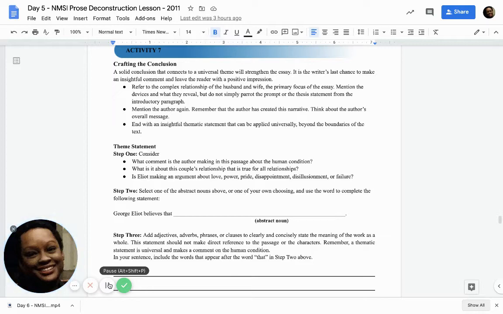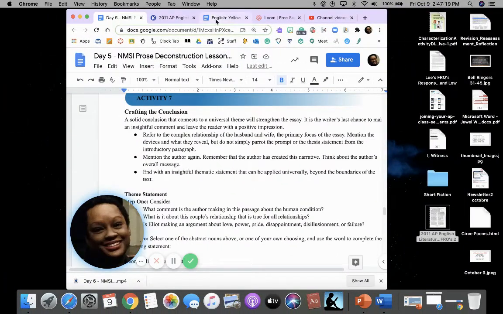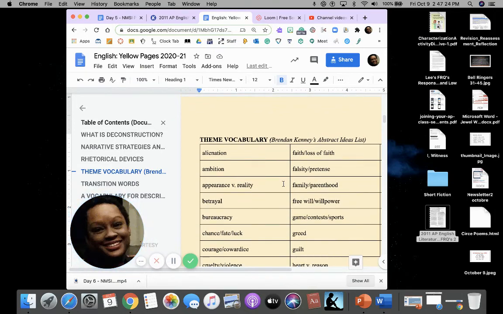Now, is Eliot making an argument about love, power, pride, disappointment, disillusionment, or failure? I want you to think about those things when we move on to step 2. And hint, for step 2, look at consider. Now, select one of the abstract nouns above or one of your own choosing and use the word to complete the following statement: George Eliot believes that... And hint, hint, look at the consider. If you don't want to look at the consider, you can always go to those trusty yellow pages, where I stole Brendan Kinney's abstract ideas list.